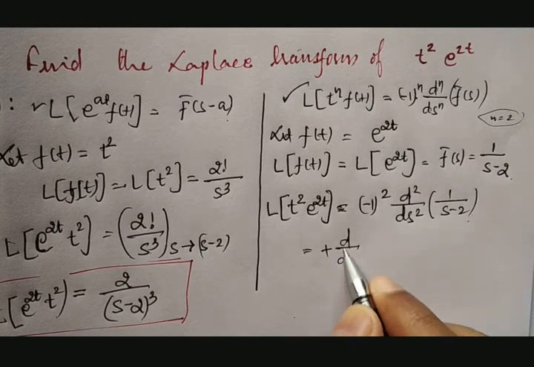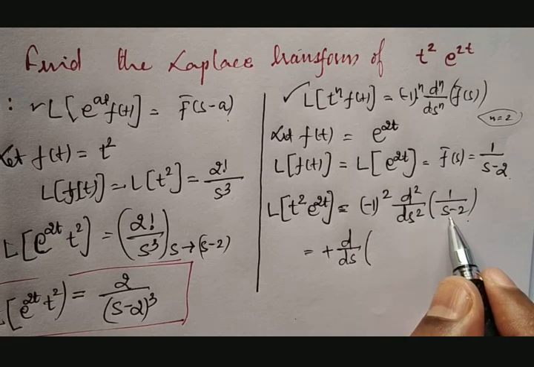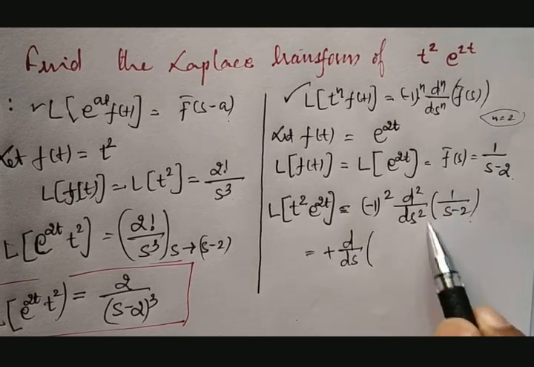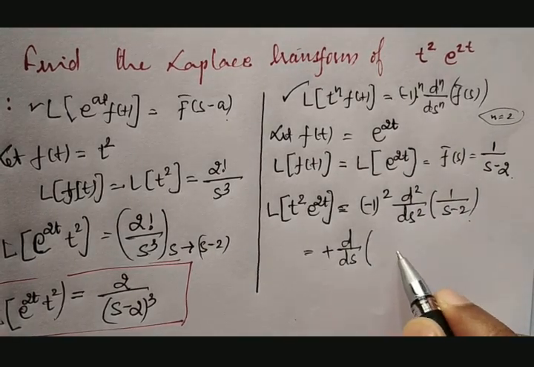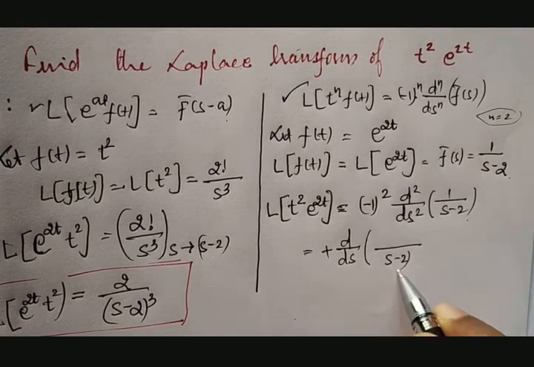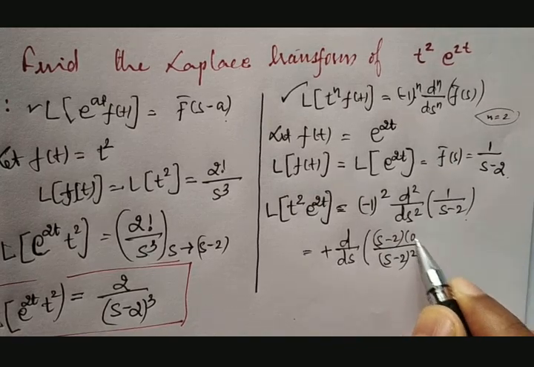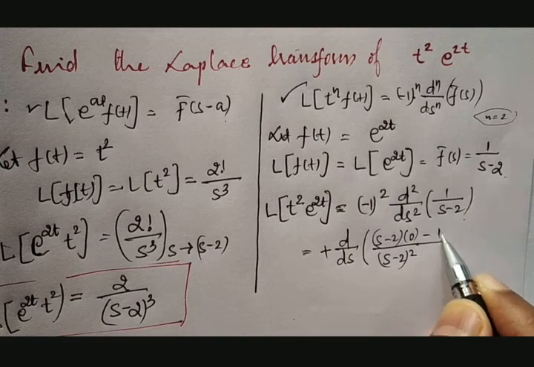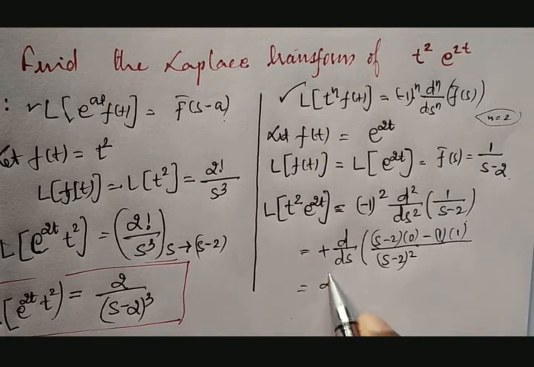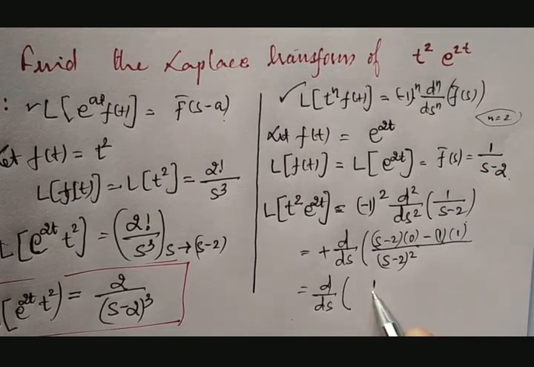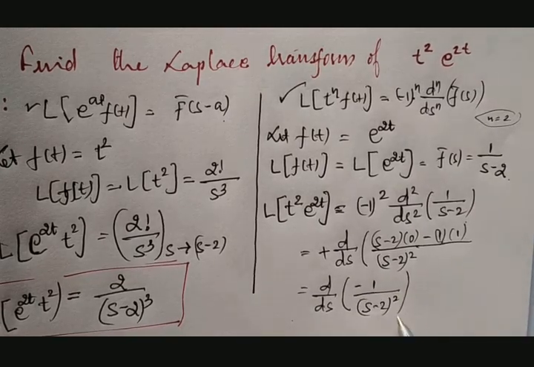Then this will be taken as d by ds of d by ds of 1 divided by s minus 2. Means first 1 by s minus 2 will be differentiated with respect to s. What is that now? It is s minus 2 the whole square into s minus 2 into differentiation of 1 with respect to s will be 0 minus numerator into differentiation of the denominator is 1. Therefore, it becomes d by ds of minus 1 divided by s minus 2 the whole square.